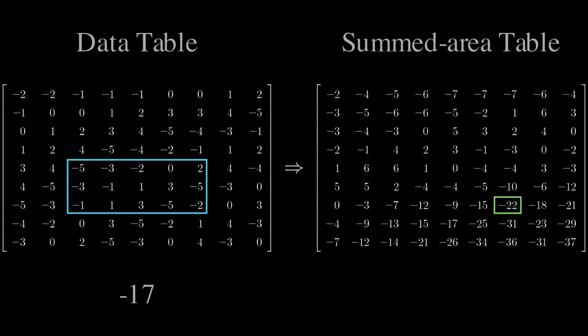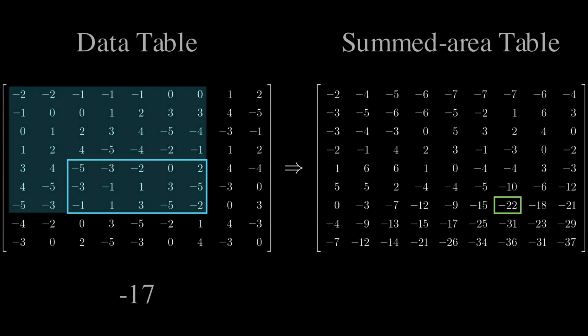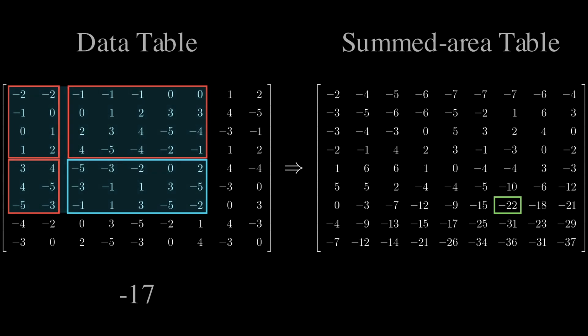Because this is a summed area table, the value in the green box is the sum of all of these numbers that are shaded blue. Now, this area does include the region we want to sum up, but it also includes the 3 areas outlined in red, which we don't want in our answer.